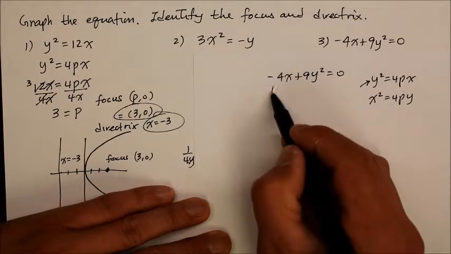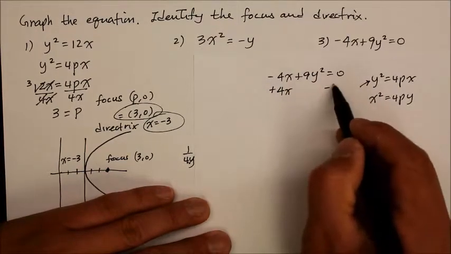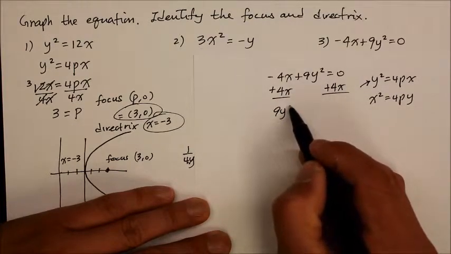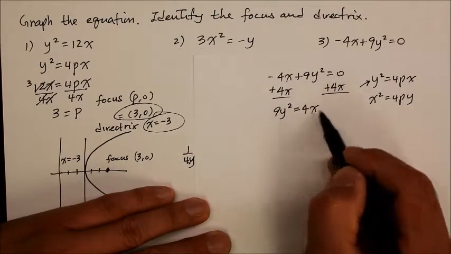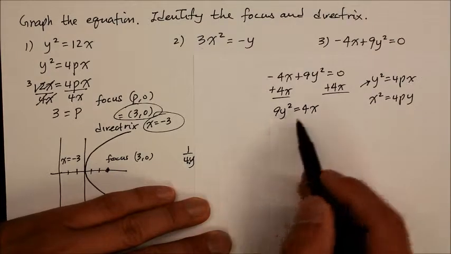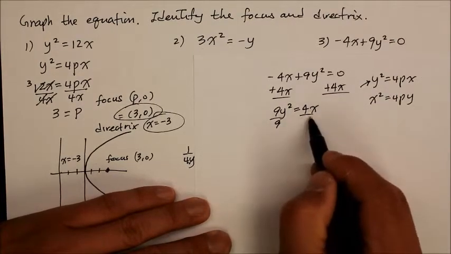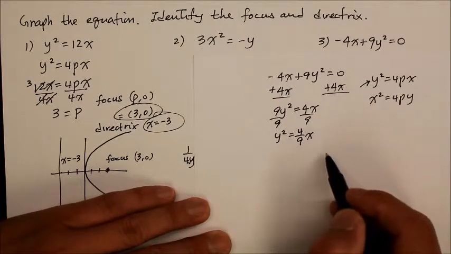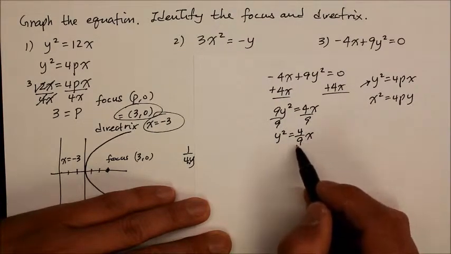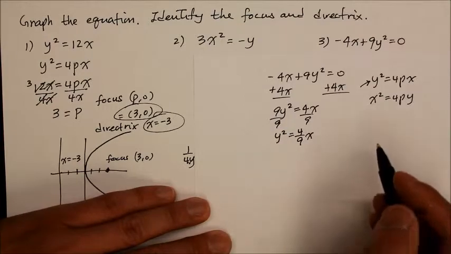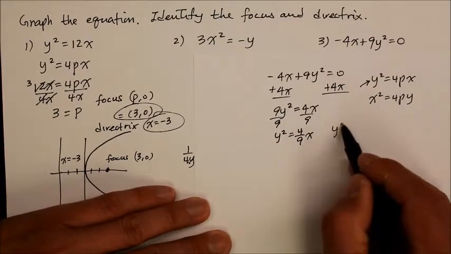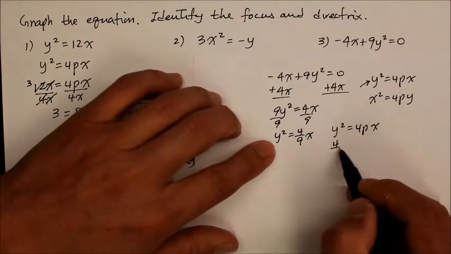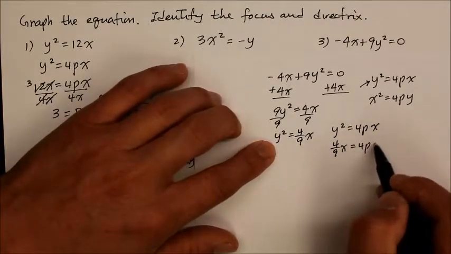To make that happen, we're going to add 4x to both sides of the equation. So we got 9y squared equals 4x. And you have to divide out the 9 first. So you get y squared is equal to 4/9 x. It's not too pretty, but we know what y squared is now. Now we're going to take that standard form, and we're going to substitute the y squared with 4/9 x equals 4px.